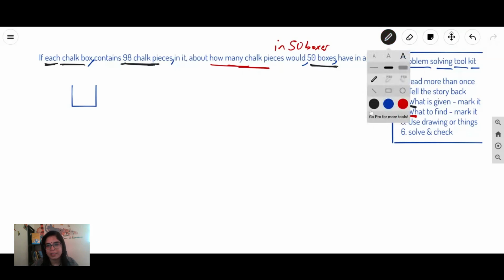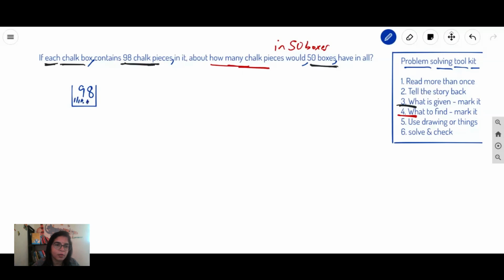Now, what's the next step? It says use drawing or things. Now, how do we draw? Okay, what do we know? It's a chalk box. Each chalk box contains 98 chalk pieces. I can draw 98 chalk pieces like this, or I can just write 98, saying I know that inside this is a chalk box and in that 98 chalk pieces are there. Okay, this part I have drawn, I finished drawing it. This is the drawing for this part of the question.